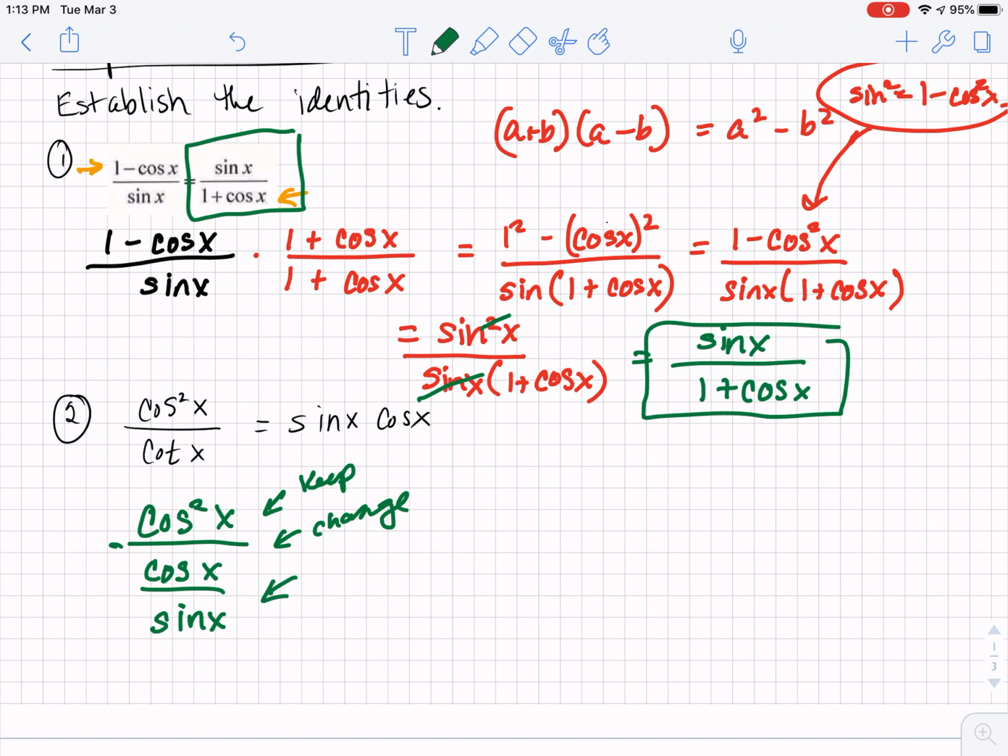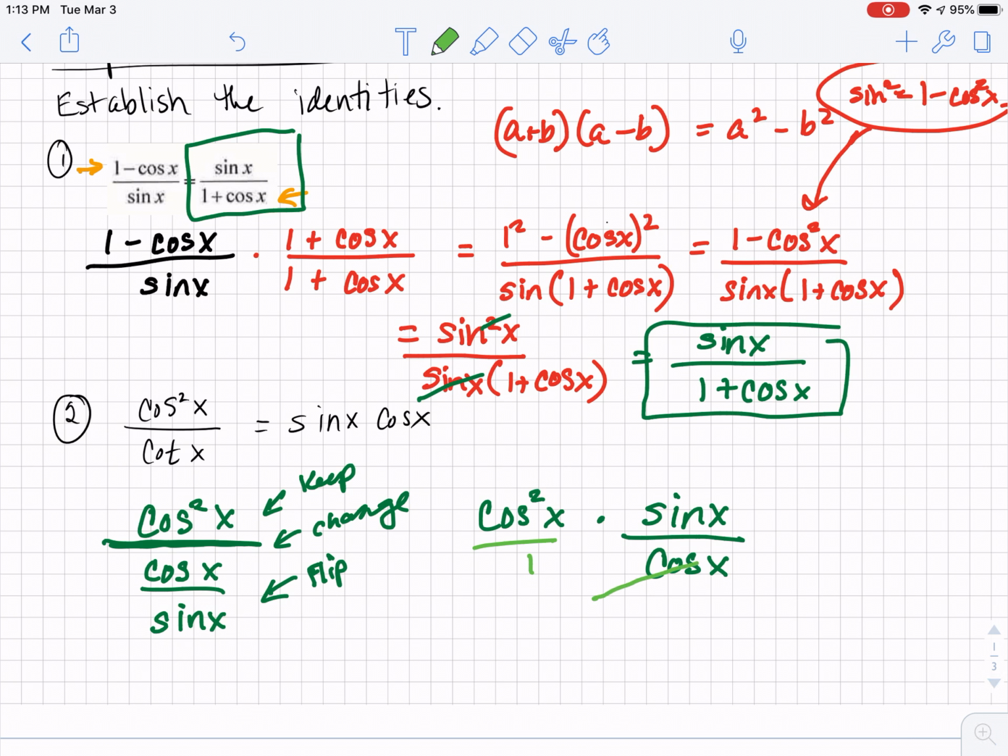and flip the bottom. This is the denominator that's a divided by, and I'm going to turn it into a multiply, and then the bottom I'm going to flip. I'm going to multiply by the reciprocal. So I'm keeping cosine squared x, changing to multiply, and flipping, multiplying by sine x over cosine x. If it helps you to put this over a 1, then go for it.